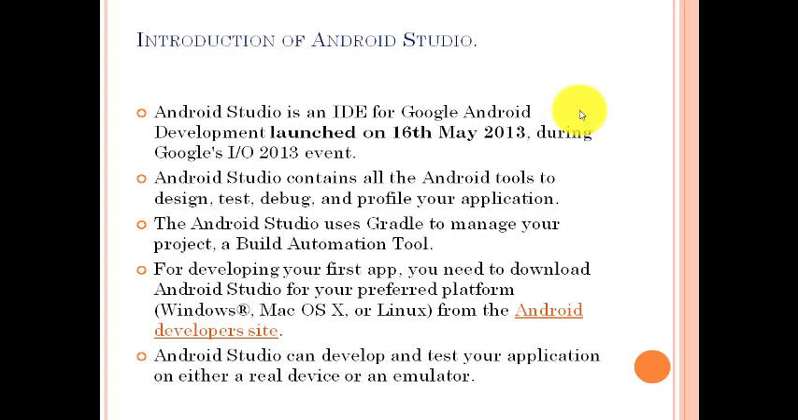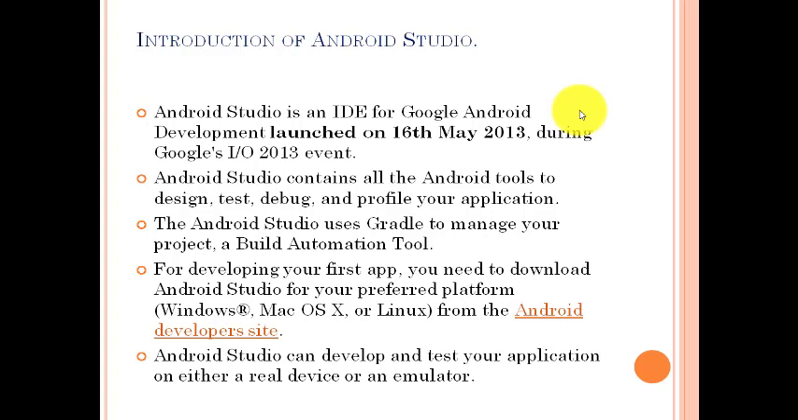Android Studio contains all the Android tools to design, test, debug and profile your application. There are no other components required, no other software is required, only one software which contains the tools for designing, testing, debugging, profiling. All the things are done in Android Studio. Android Studio uses Gradle, as we discussed in the previous topic. Gradle is the build system. Android uses Gradle to manage your project, as a build automation tool.